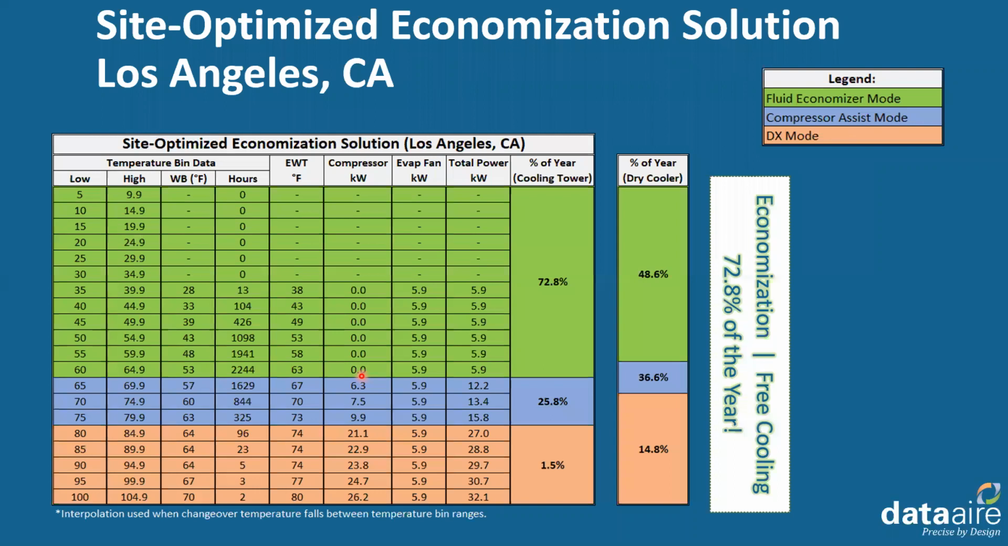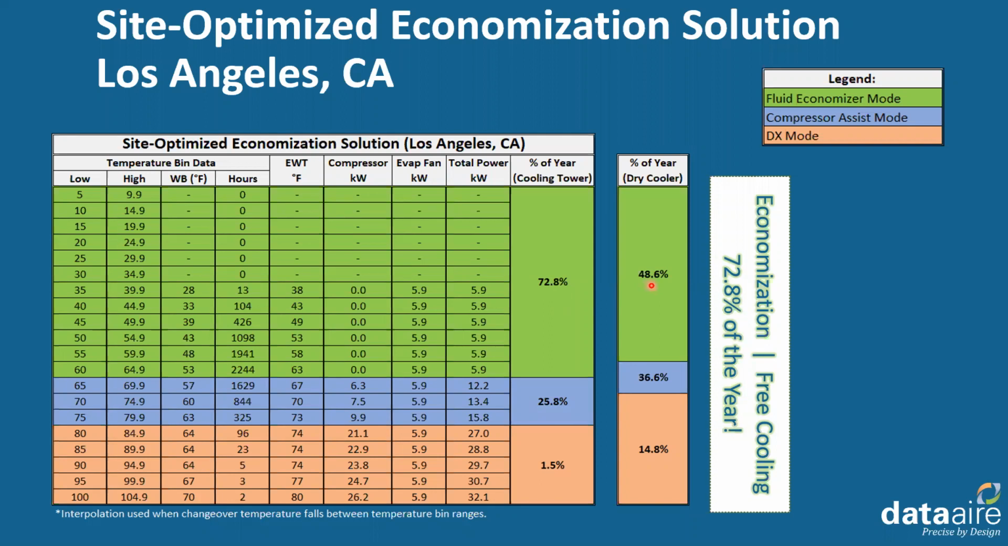Next, Los Angeles. This is the one we've been talking about the entire presentation, and this is how it turned out. 73% of the year in free cooling. We actually estimated 1.5% of the year would be full DX, and what we found after their first full year of installation is they never needed to use the full DX mode. They did go into compressor assist, but our analysis was slightly conservative because we never reached this point. So this was actually 0% of the year needing full DX mode.